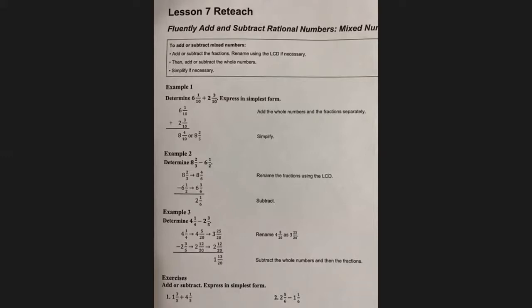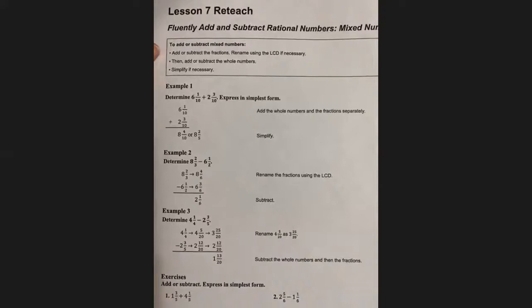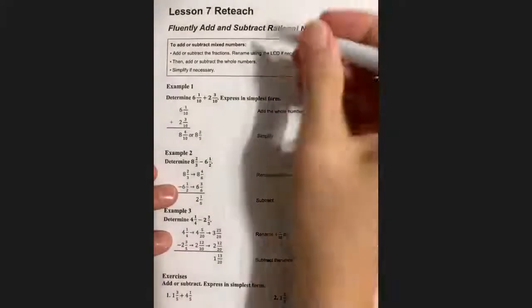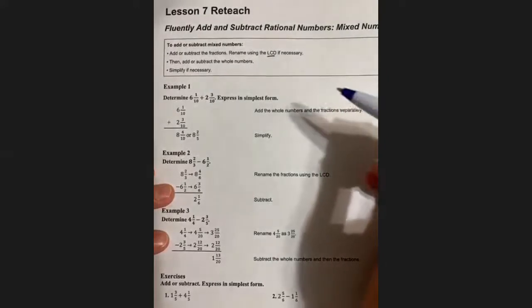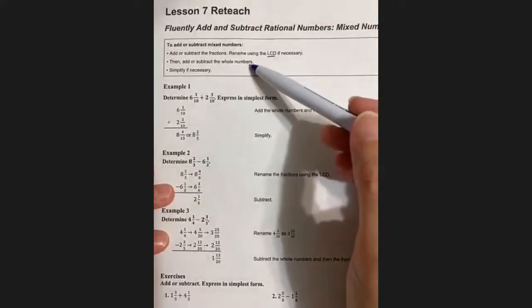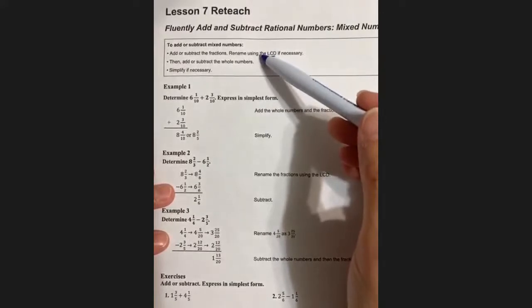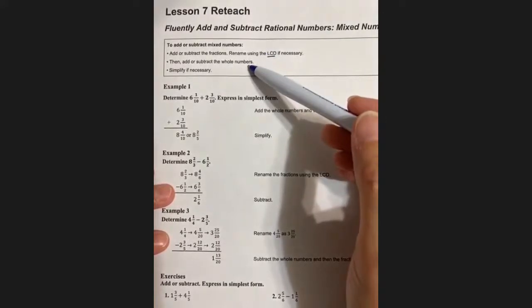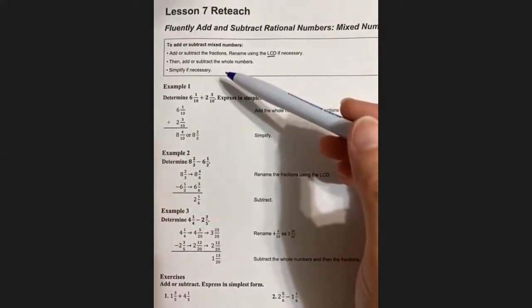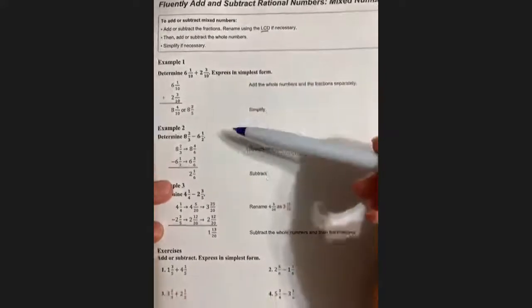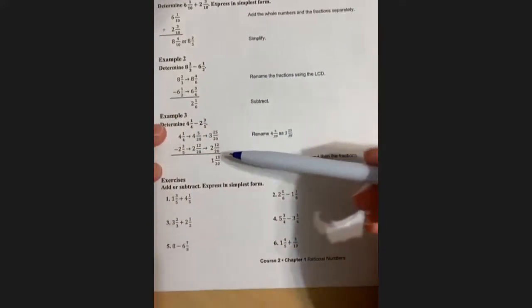And the key thing about this is, like before, we don't have the same denominators. So step number 1 up here is to add or subtract the fractions, but you may have to rename them using LCD, or least common denominator, if necessary. Then you're going to add or subtract the whole numbers after you've dealt with the fractions. The last step is add or subtract the whole numbers and then simplify if necessary. So you should be working from right to left, just like you do with whole numbers. You do the same thing with fractions and decimals. You work from right to left.